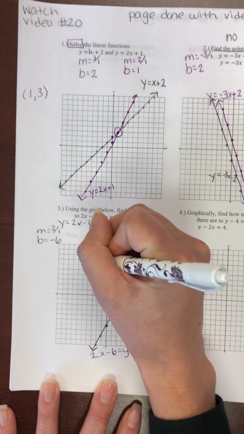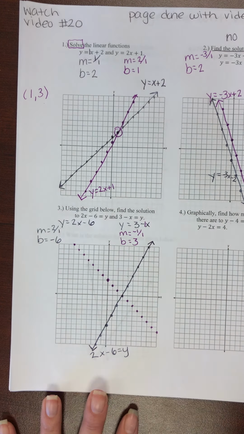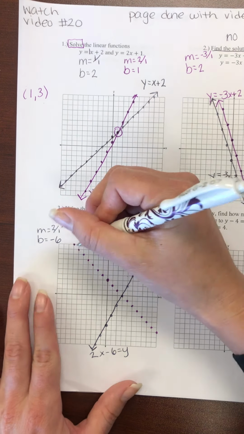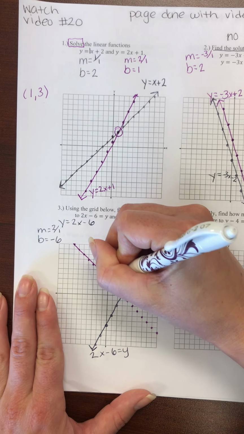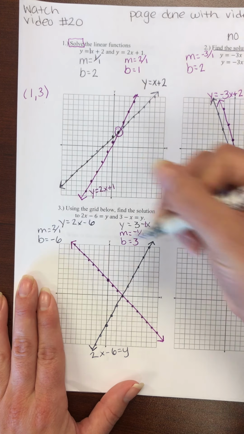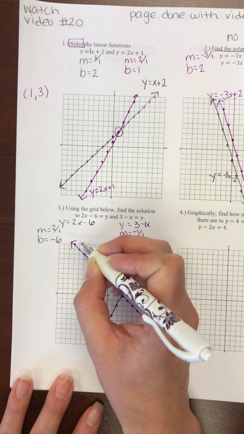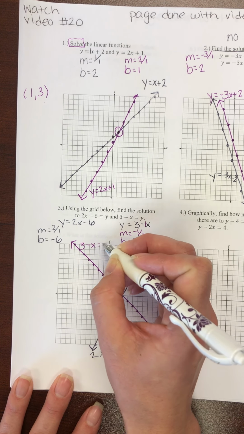We want to plot as many points as we can fit. And then we connect our points. Arrows, we label with the original equation they gave us. So 3 minus x equals y.